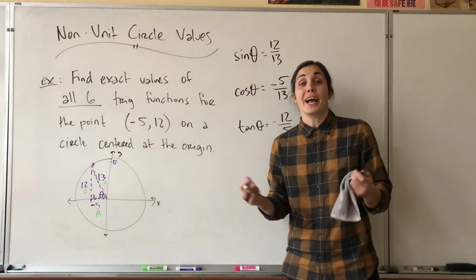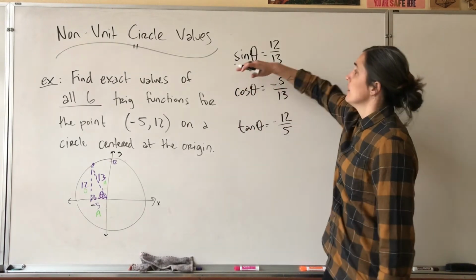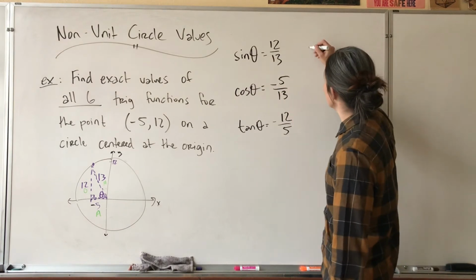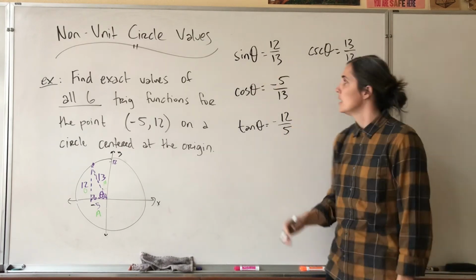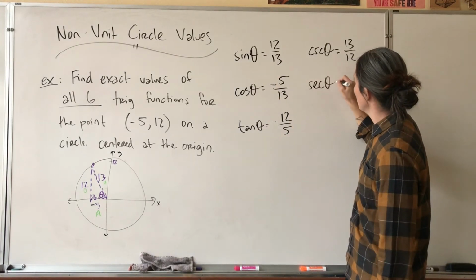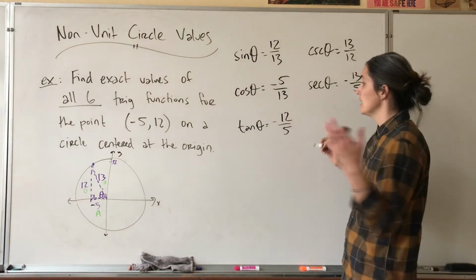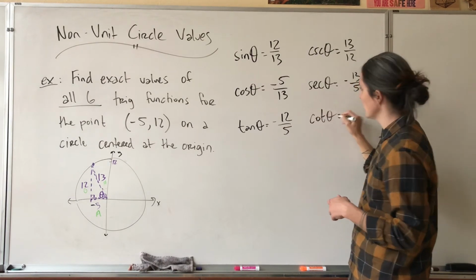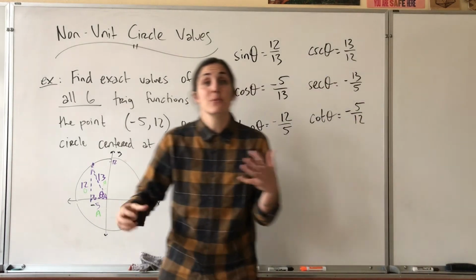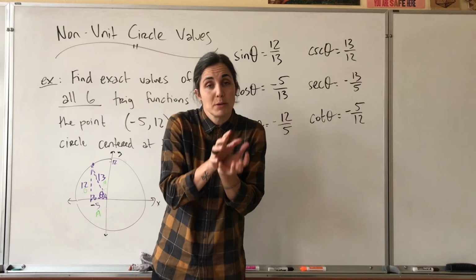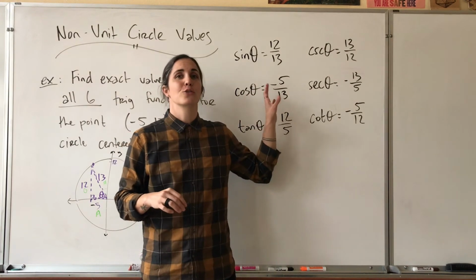Which makes finding those reciprocal values, cosecant, secant, cotangent, pretty straightforward and quick. Cosecant as the reciprocal of sine would simply be 13 over 12. Boom, flip it. Secant as the reciprocal of cosine would be negative 13 over 5. And tangent's reciprocal, which is cotangent, would be negative 5 over 12. So that's it. We have taken what we know and used to build the unit circle to continue finding more trig values even on non-unit circles.